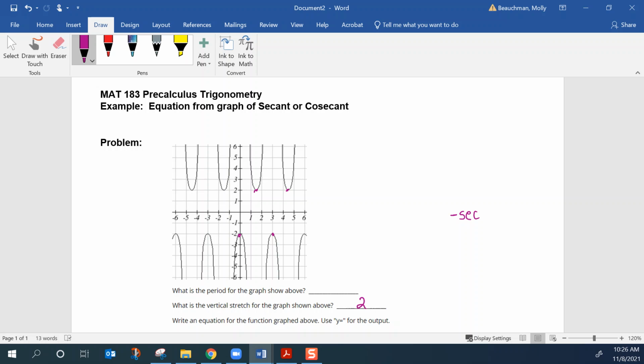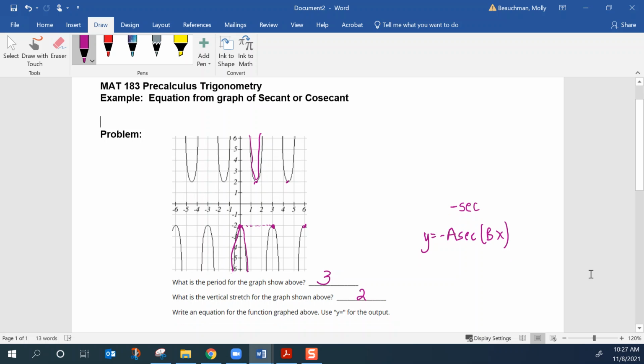Then the period for the graph shown above, notice that the secant function does this and this in one complete period. It's hard to see where the vertical asymptotes are, so use where your values actually touch an integer part. So right here we have 0, and then again it occurs at 3, and then again at 6. So the distance between these two is 3. So the period for the graph shown above is going to be 3. So we want our equation to be y is equal to -a times the secant of bx.